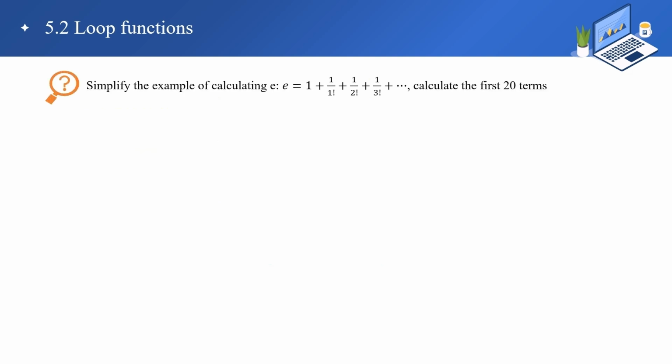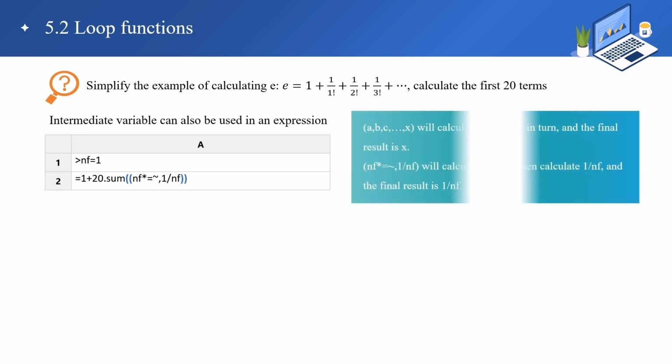Let's simplify the example used in learning loop, and calculate e. When we used loop statements before, we used an intermediate variable to calculate the factorial of n, but it seems that it can't be written in tilde, is it right? Actually, we can also use an intermediate variable in an expression. The code without loop statements is rewritten like this. The expression in sum uses the comma operator, that is, a, b, c until x will calculate a, b, c until x in turn, and the final result is x. The nf times equals tilde, 1 over nf in parentheses will calculate nf times equals tilde, then calculate 1 over nf, and the final result is 1 over nf.